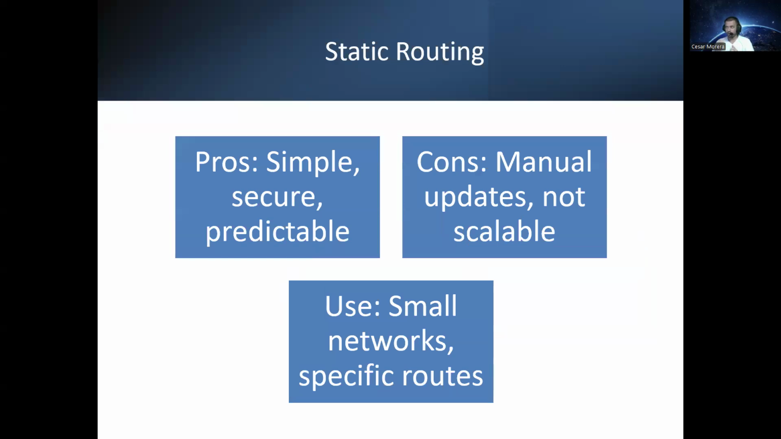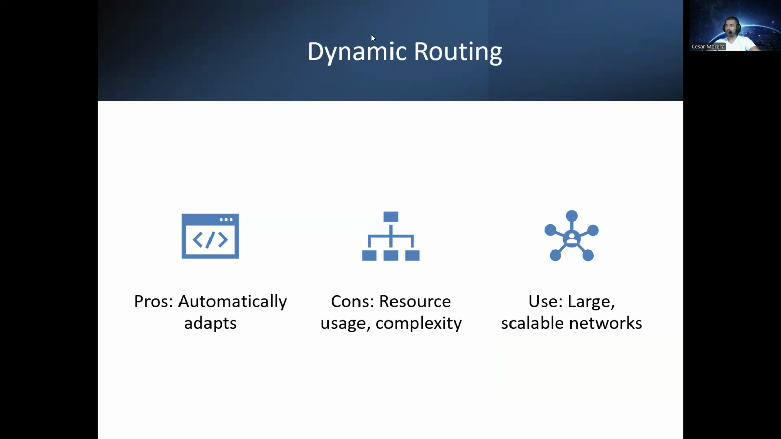Some of the pros of static routing will be simple, secure, predictable. Some of the cons will be manual updates, and it is not scalable. This one is used in small networks for specific routes. Now, let's continue moving forward with this presentation. What else do we have important here?